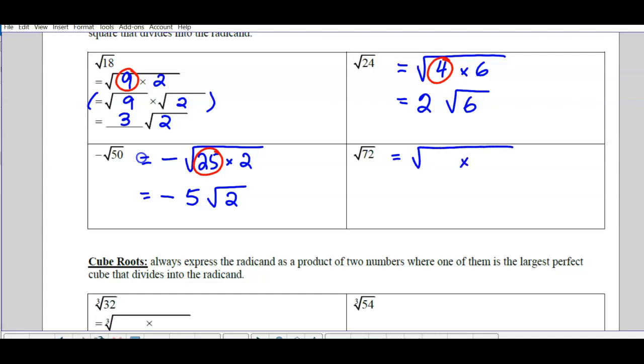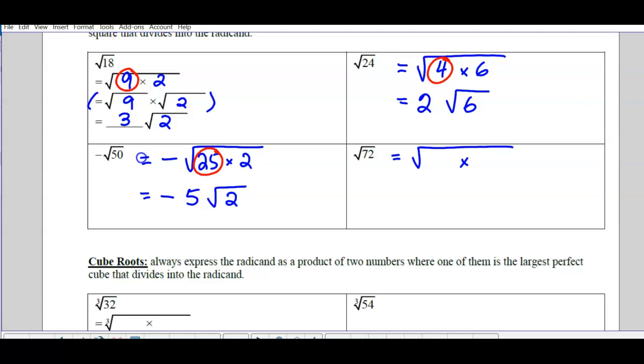Okay, look for the biggest perfect square that is a factor of 72. The largest one. So that's why I always start on the right. Not going to look at anything bigger than 72. So does 64 go in? No. Does 49 go in? No. Does 36 go in? Yeah. Okay.